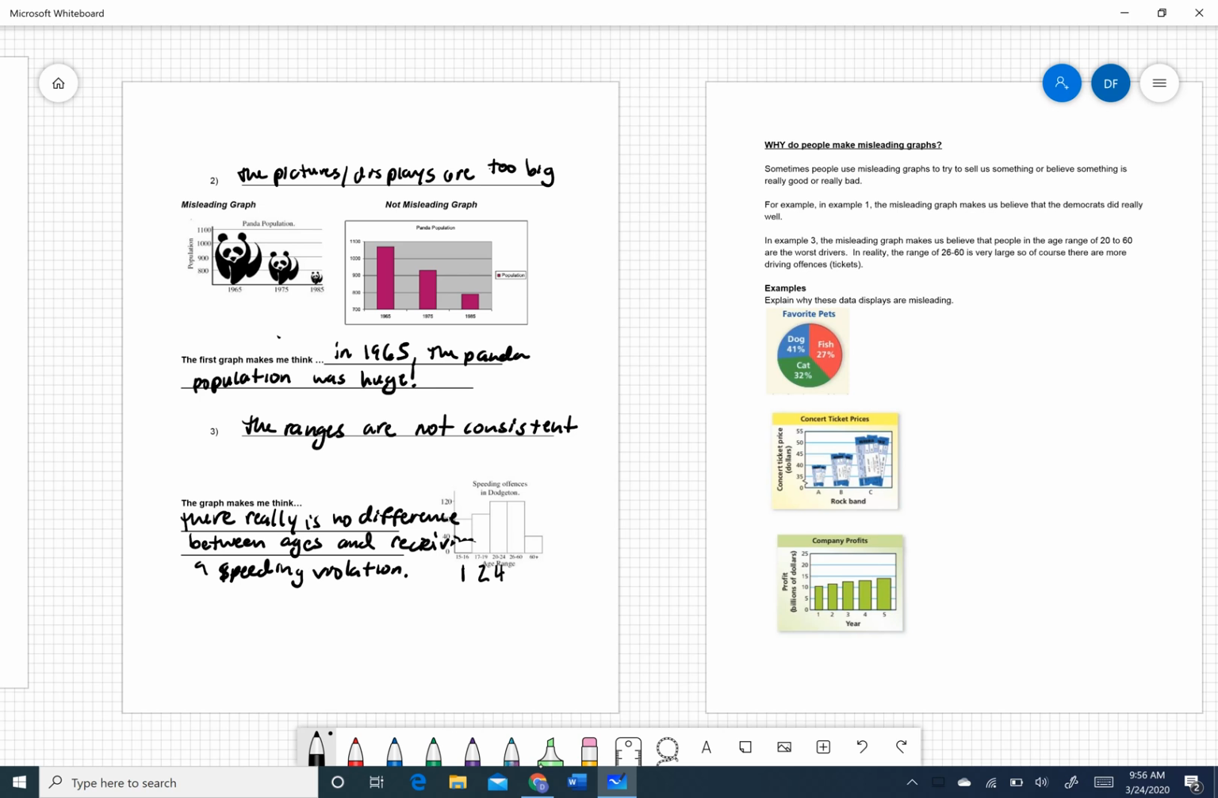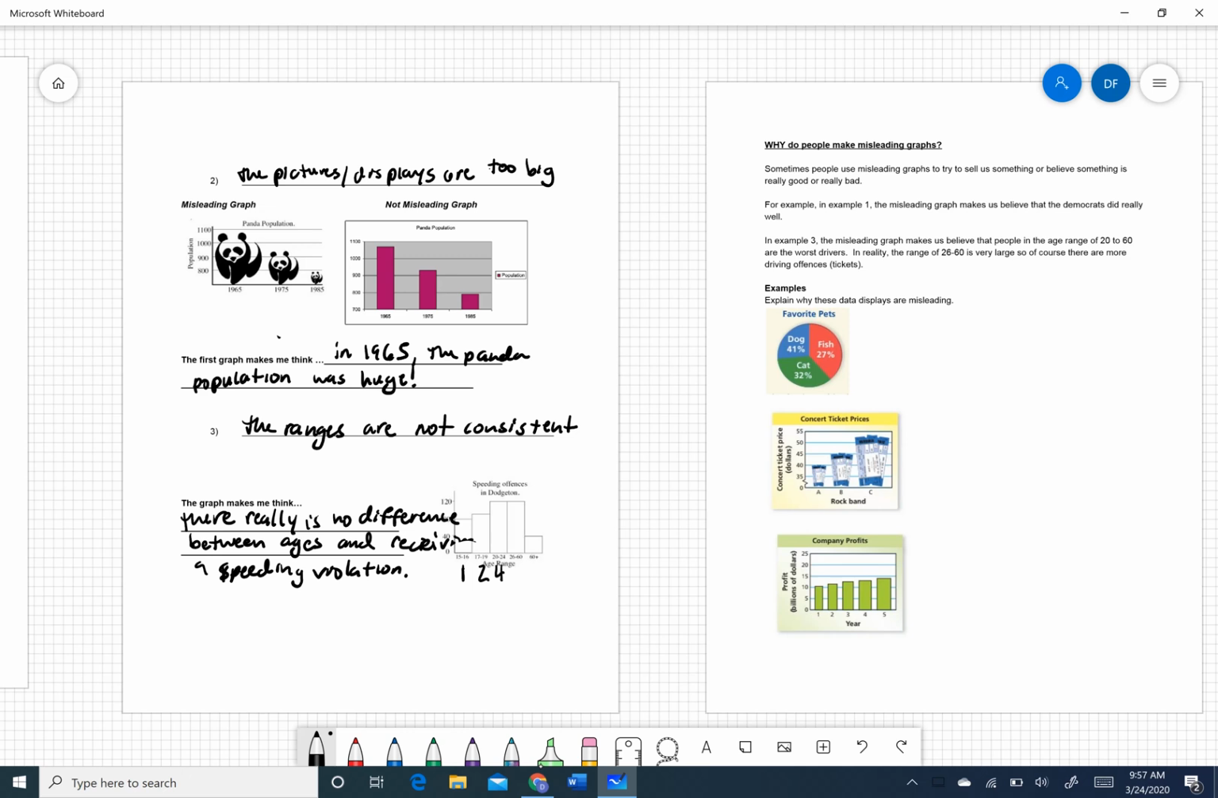And then in example 3, the misleading graph makes us believe that people in the age range of 20 to 60 are the worst drivers, when in reality, the range of 26 to 60 is very large, so there are more driving offenses or tickets. Like I was saying, because those age ranges are not consistent, that's what makes this misleading. I want to go ahead and talk through quickly why these 3 graphs are misleading, and then you can look at some common reasons why a graph might be misleading below, on that last page of the notes.